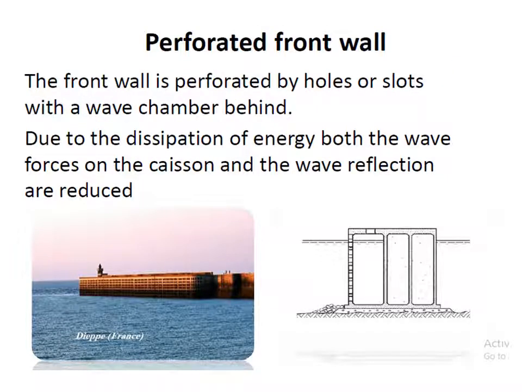The other type of vertical breakwater is the perforated front wall. You could clearly see it in the picture. There are perforations in the front face of the wall. The front wall is perforated by holes or slots with a wave chamber behind. Due to the dissipation of energy, both the wave forces on the caisson and the wave reflection are reduced on the structure.